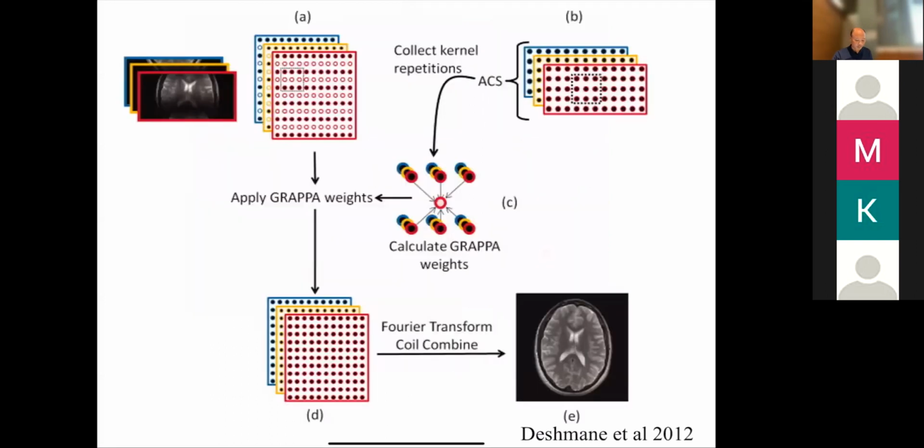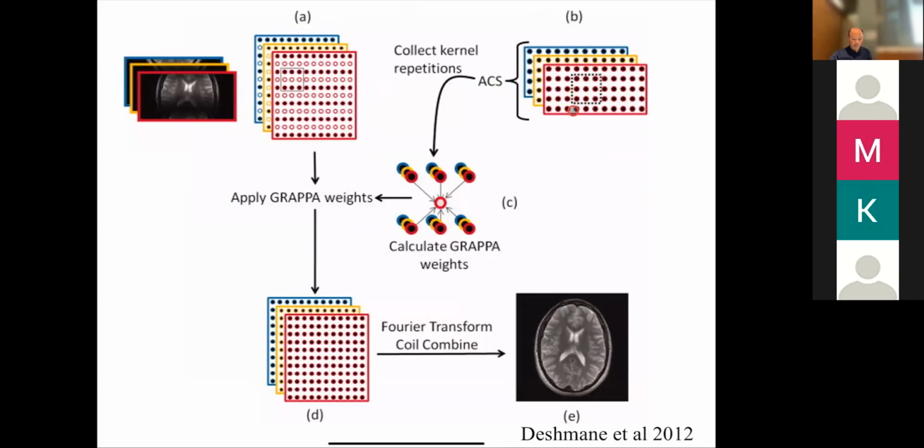All right. So here's how GRAPPA works. It's pretty cool. It's basically what's called a self-calibrating method. You are going to acquire some scans at the beginning where you actually collect full Fourier data, at least in some region. So at the beginning of every GRAPPA scan, there are some calibration images where you actually acquire all of Fourier space.